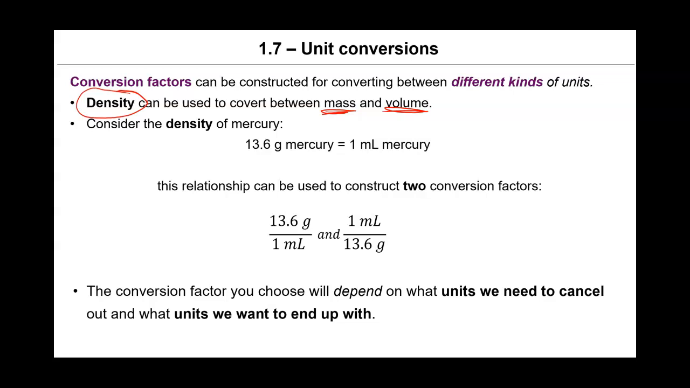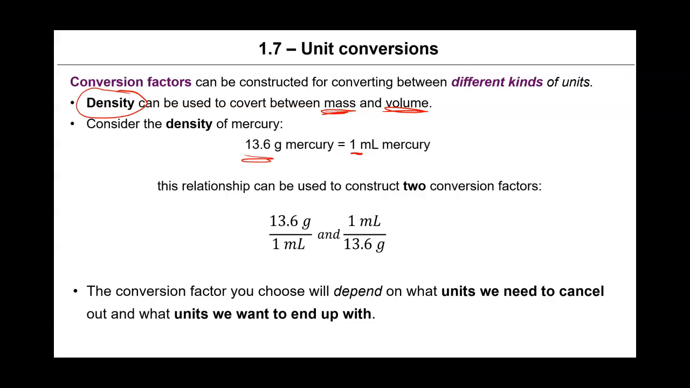So let's consider some density data for mercury. If I weigh 1 milliliter of mercury, I will find that it weighs 13.6 grams. So what this really means is 13.6 grams of mercury is exactly equivalent to 1 milliliter of mercury.